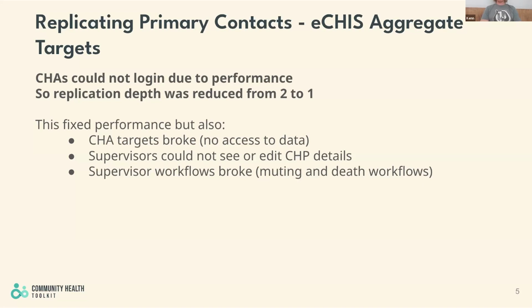They needed to access documents that were on the CHP or related to the CHP primary contact. The supervisors could no longer view or edit the name or phone number and other vital information for CHPs. This is also stored on the primary contact. And some of the supervisor workflows broke, mostly muting and death reporting. And that was also related to data on this primary contact. So next slide, please.